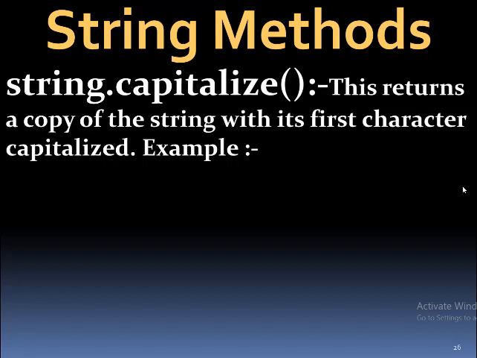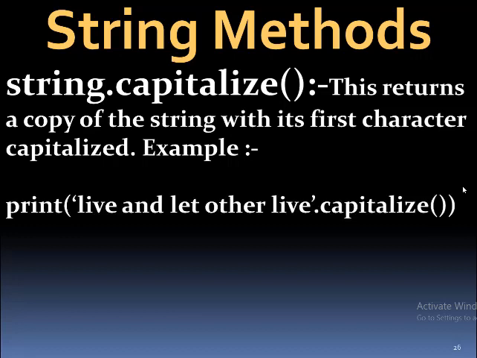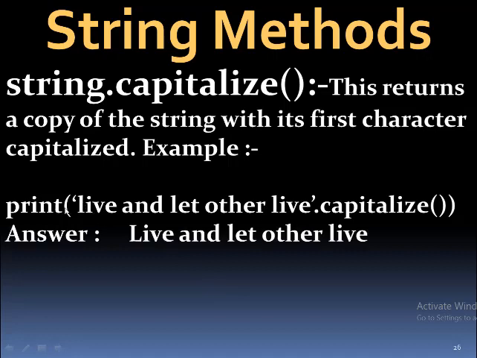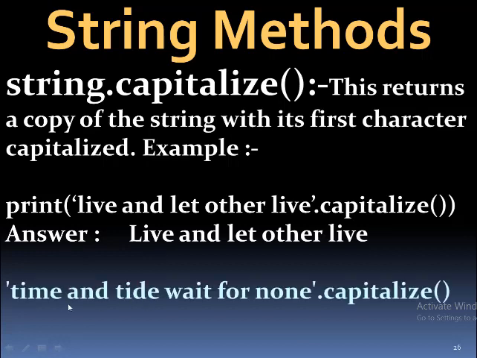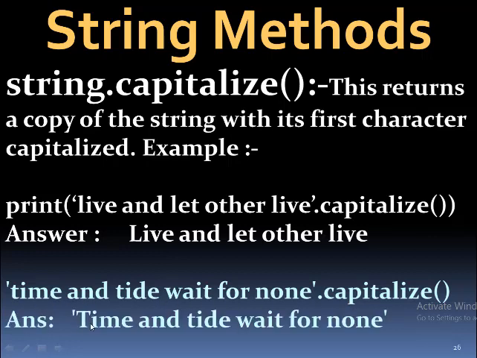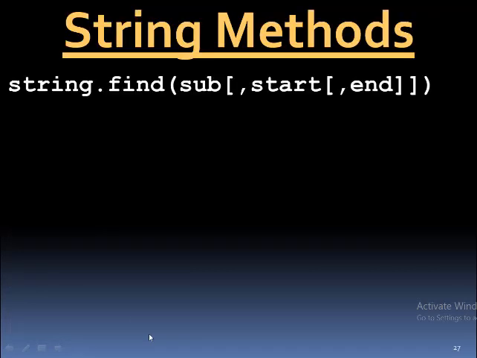First method is capitalize. How does this method work? It returns a string by converting the first character of the string to capital. For example, if the string is "live and let other live", dot capitalize, this function will work on this string and convert the first character to uppercase. So this is the result. Next example, if you write "time and tide wait for none", dot capitalize, again it will work on the first alphabet, and this will be the output.